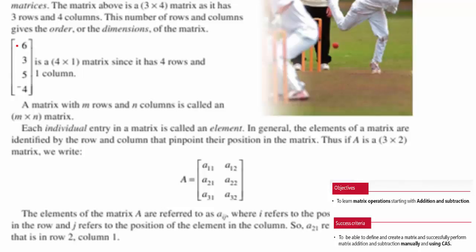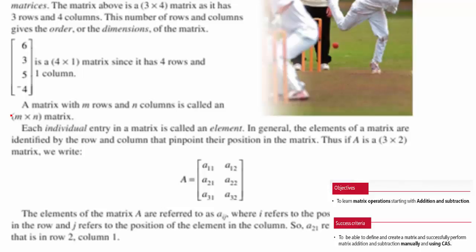How many rows? 1, 2, 3, 4. How many columns? Only 1. So this would be a 4 by 1 matrix. Now, a matrix with m number of rows and n number of columns is called an m by n matrix. Each individual entry in a matrix is called an element.